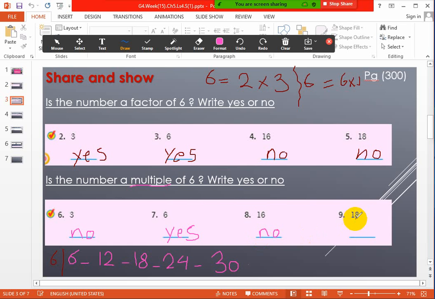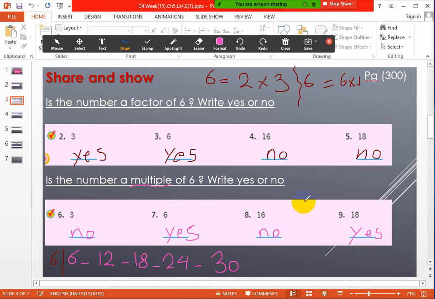Now, is 18 a multiple of 6? Can you multiply 6 by any number to get 18? Yes, very good. The answer is yes. If you multiply 6 by 3, it will be 18. So the answer is yes. This is the easiest way, girls, to know the multiple and the factor.